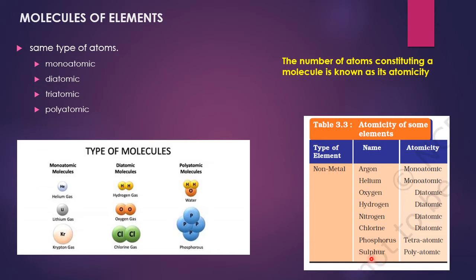So now it is clear that the number of atoms constituting a molecule is known as its atomicity. कोई मॉलिक्यूल के अंदर जितने एटम्स होते हैं उस नंबर को उस सब्सटेंस का एटोमिसिटी बोलते हैं.